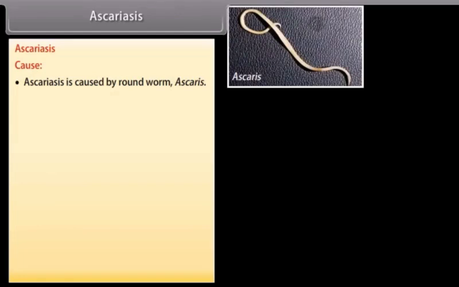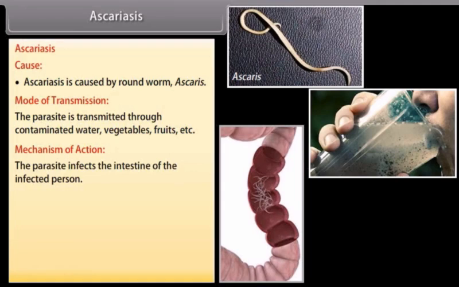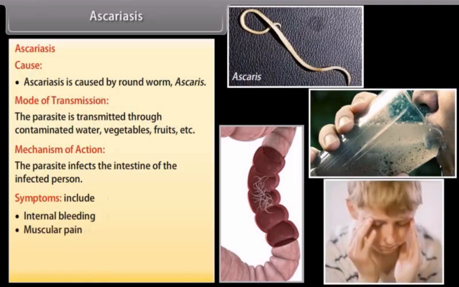Ascariasis. Cause. Ascariasis is caused by roundworm Ascaris. Mode of transmission. The parasite is transmitted through contaminated water, vegetables, fruits, etc. Mechanism of action. The parasite infects the intestine of the infected person. Symptoms include internal bleeding, muscular pain, fever, anemia, blockage of intestinal passage.